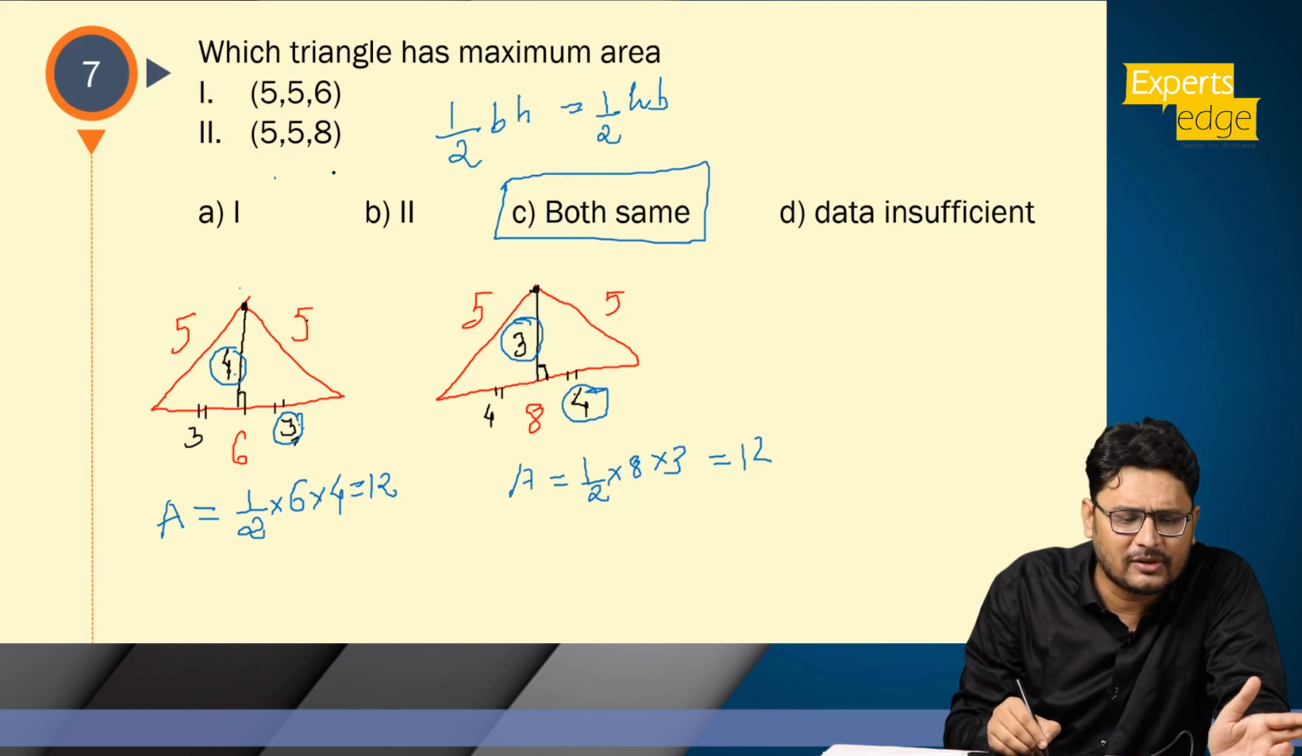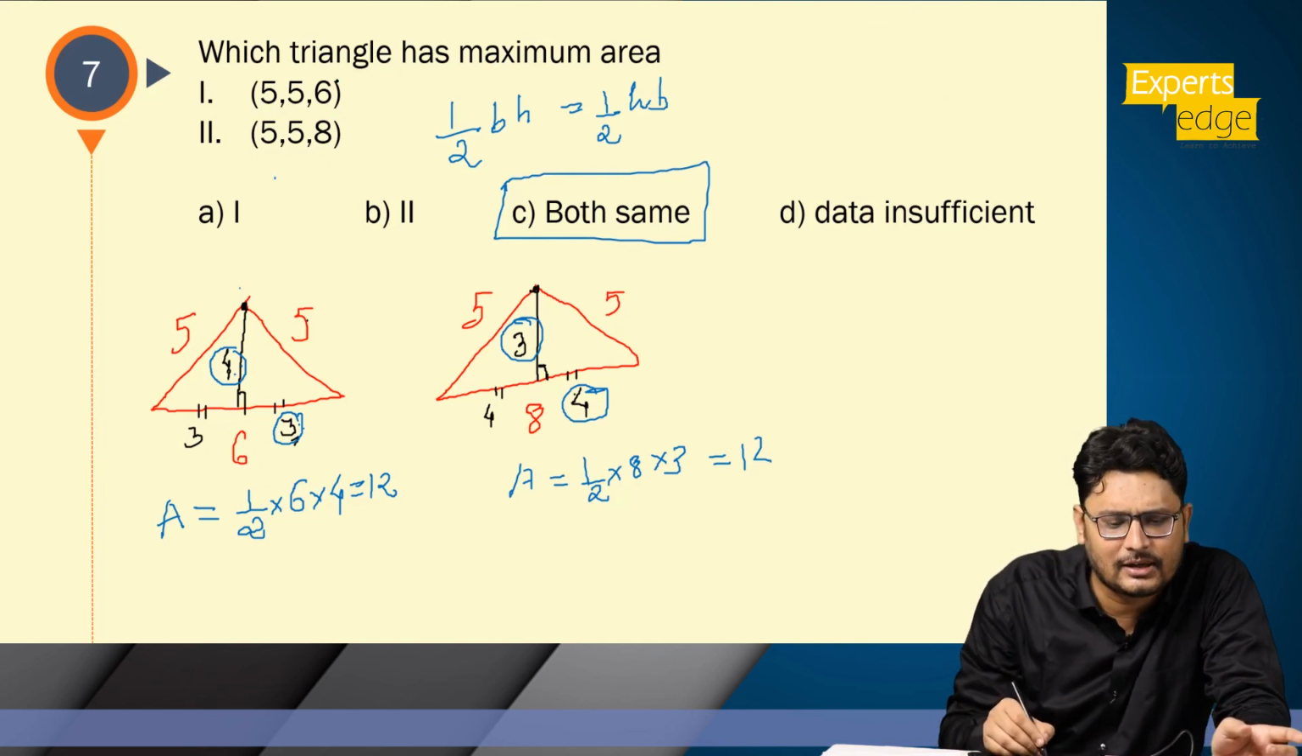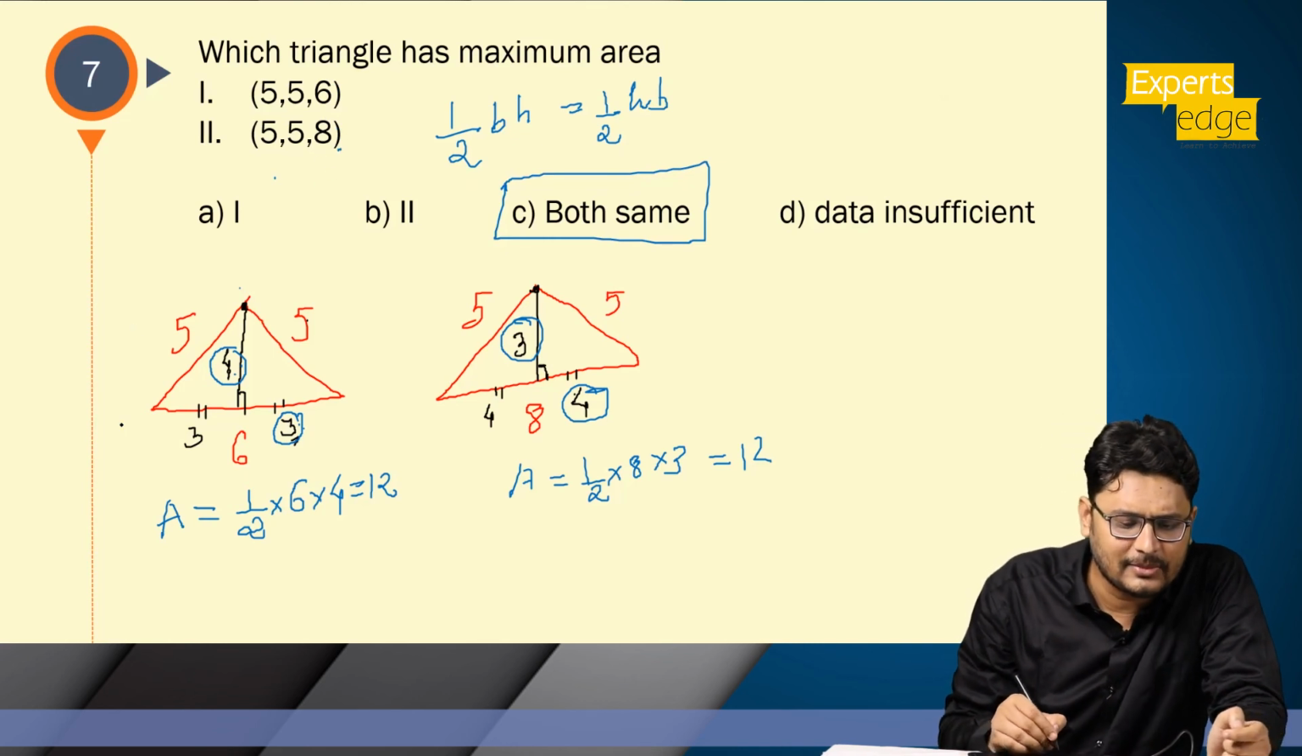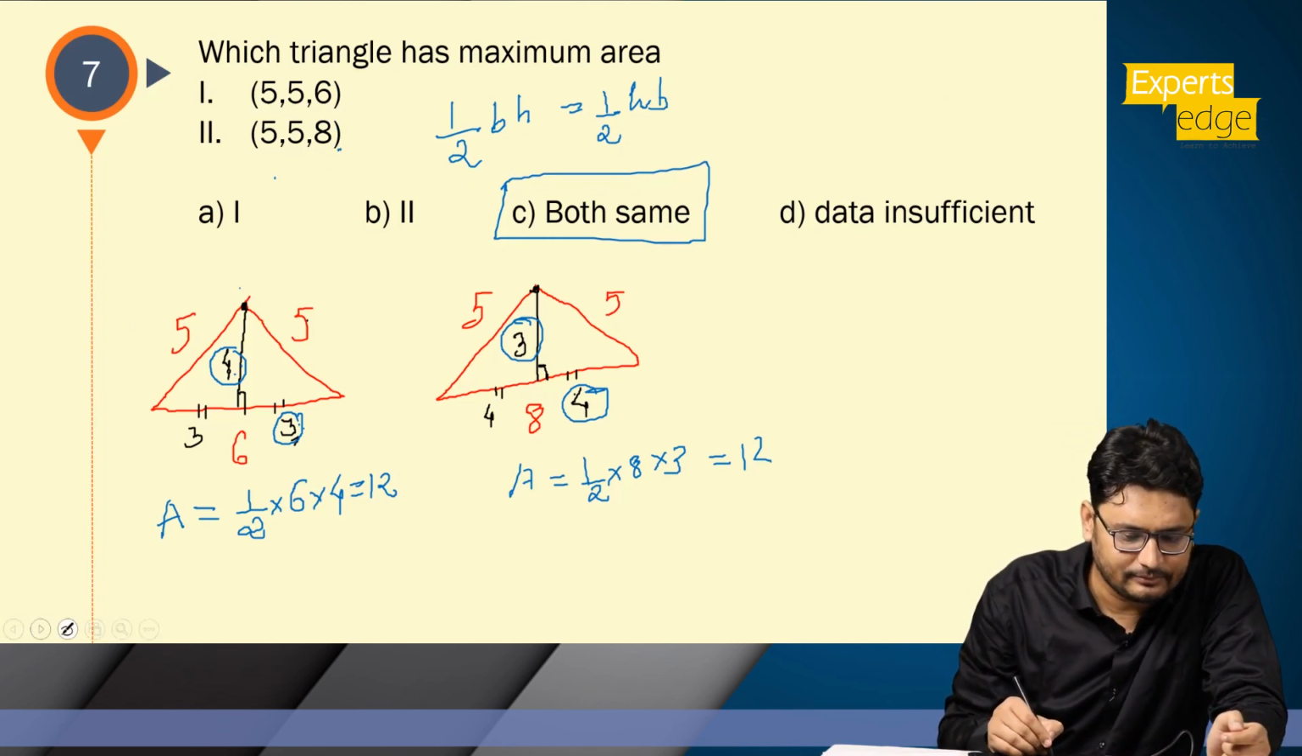Don't fall into the trap of quickly finding the area of both using Heron's formula. It will take time. Okay, so I'll take one CAT question based on this. A very good question.